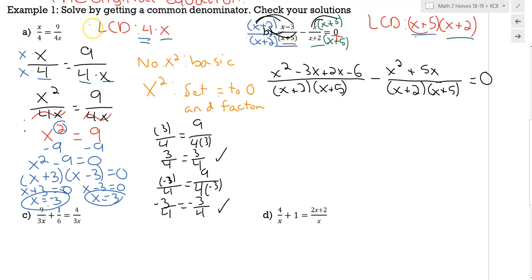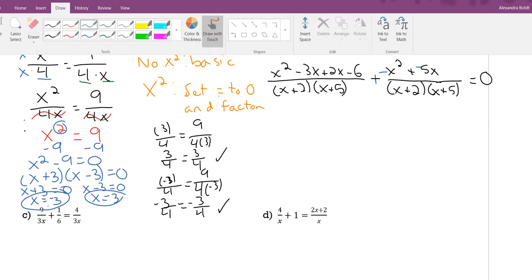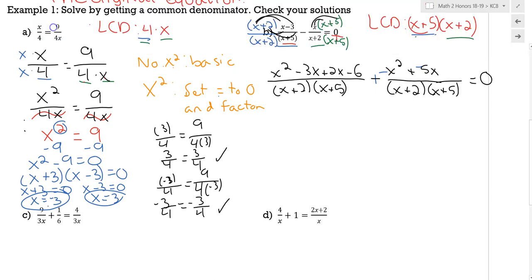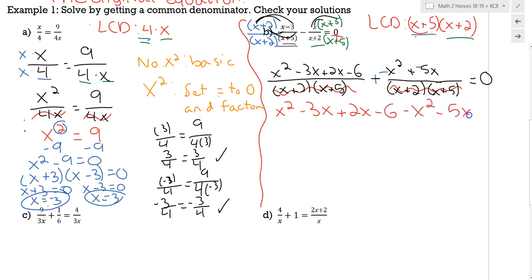Okay, the one thing I'm going to do is I'm going to change my signs, right? This is a subtraction problem. So I want to change my signs almost as soon as I can. Then I now have the same denominator. So our main concern is getting rid of our denominator, because that makes it a lot easier.